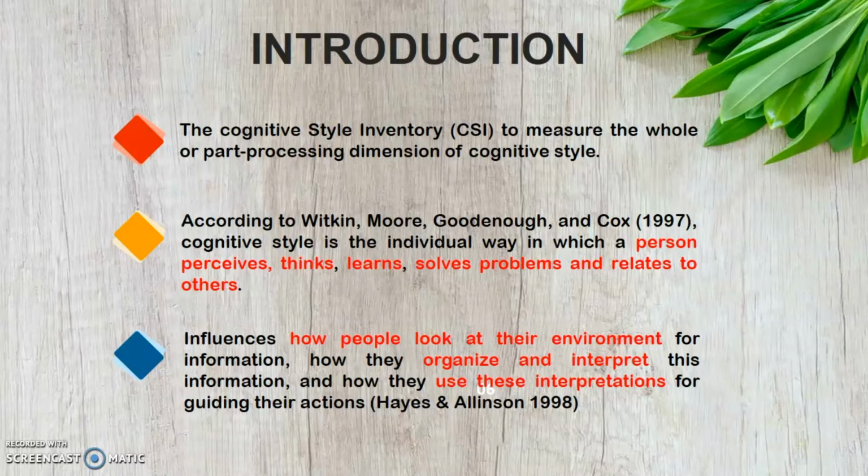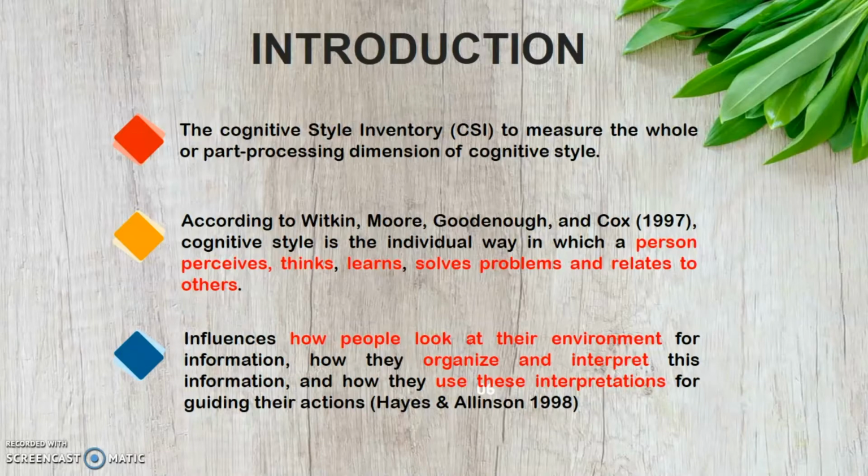So, what is cognitive style? According to Witkin, Moore, Goodenough, and Cox, 1997, they said cognitive style is the individual way in which a person perceives things, learns, solves problems, and relates to others. Means that how the way an individual solves their problem and how they think about something.